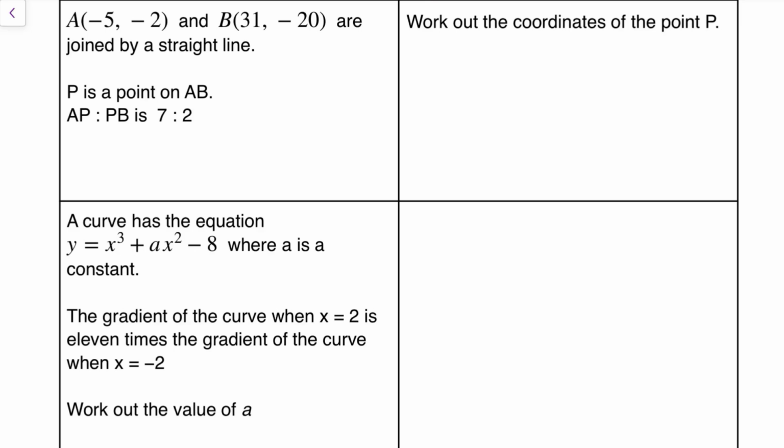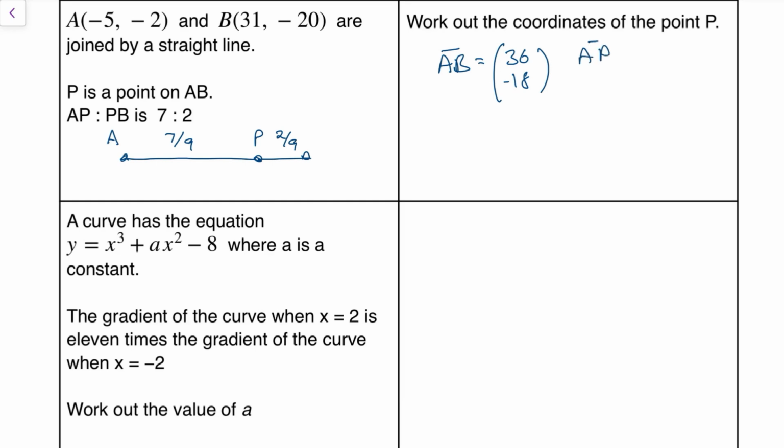So let's continue. P is on the line AB, such that AP to PB is 7 to 2. In other words, I've got A here. This is not going to be precise, but I've got P here and I've got B here. This is 7/9, and this is 2/9. Now I want to work out the coordinates of P. So I'm going to start by working out the vector AB, which is going to be -5 to 31 is 36, and -2 to -20 is going to be minus another 18. And then I want AP, which is going to be 7/9 of (36, -18).